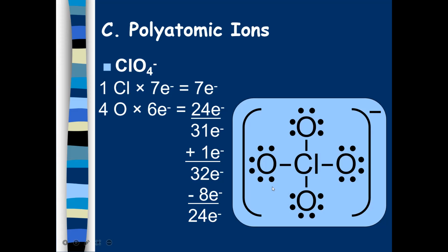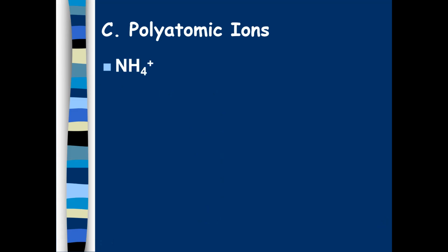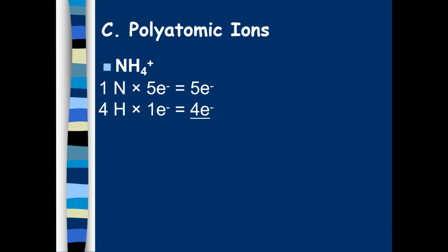All right, NH4. Same thing, 1 nitrogen, 5 electrons, because it's in group 5, remember? And 4 hydrogens, group 1, 4 electrons, total of 9. It has a positive charge, and we said we need to subtract 1 per positive. So we only have 1, so it's 8.